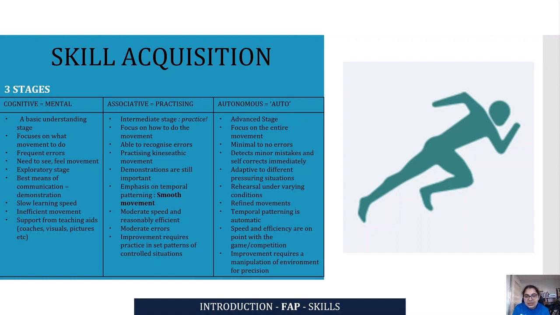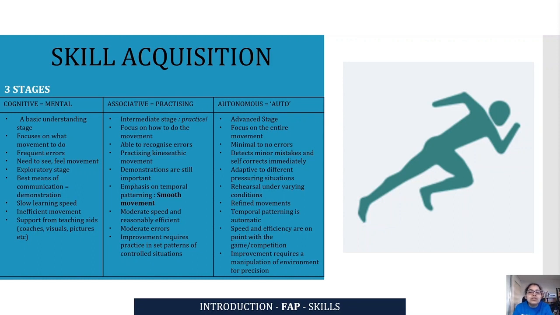Our autonomous stage is the advanced stage. This is where the focus is on the entire movement. So we make minimal to no errors here, and we want to detect minor mistakes and also self-correct immediately. So by now we should have a good, I guess mechanical, kinetic is a word, kinetic understanding of the movement. So every time, if you do something wrong, it feels wrong and you're able to correct it.